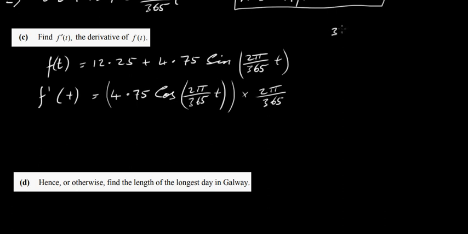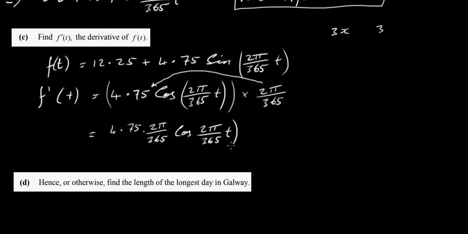So if you have 3x and you differentiate it, you get 3. So you have some number times t and differentiate it, you just get that number. So let me just tidy this up a little bit. I'm going to take this and put it in here. That's usually where you put it. And when you do that, you will get 4.75 times 2 pi over 365 times the cosine of 2 pi over 365 times t.